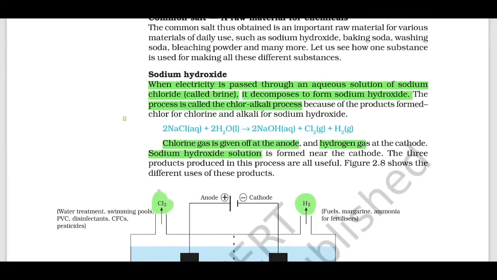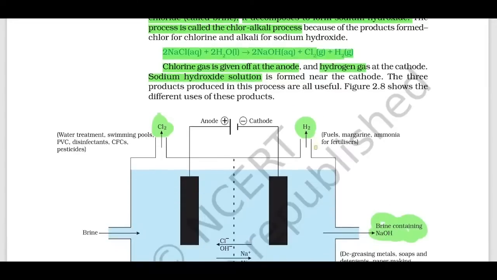What is the chloralkali process? When electricity is passed through an aqueous solution of sodium chloride, called brine, it decomposes to form sodium hydroxide. The process is called the chloralkali process. The reaction is very important: 2NaCl plus 2H2O gives 2NaOH plus Cl2 plus H2. Name the products formed in the chloralkali process: sodium hydroxide, chlorine, and hydrogen.